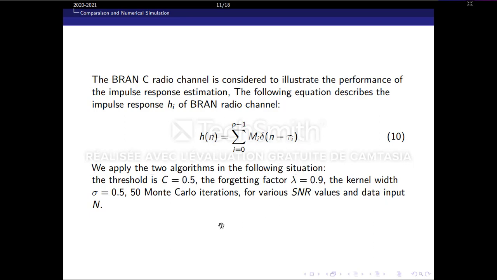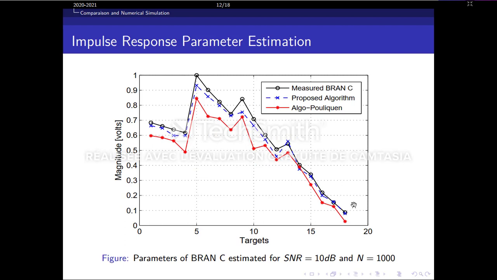Impulse response parameter estimation. The estimated parameters of the channel impulse response using the proposed algorithm and the polynomial algorithm are presented in the first figure, for a data length equal to 1000 and an SNR equal to 10 decibels. From this figure, we remark that when estimating the channel using the proposed algorithm, there is a slight difference between the estimated value and the measured value, and an apparent difference when using the polynomial algorithm.